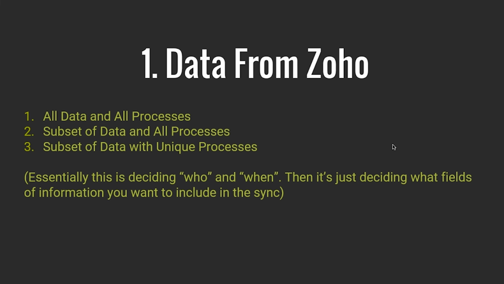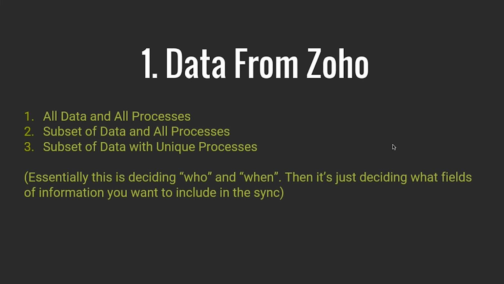The second option is the subset of data and all processes, meaning let's focus on leads. So it's going to be some leads that are in certain conditions or meet certain criteria, and it's this unique process, this all process. No matter what we do with them, we want them added across to Mailchimp instantly, so that any email activity that's happening, they're going to be recipients of that.